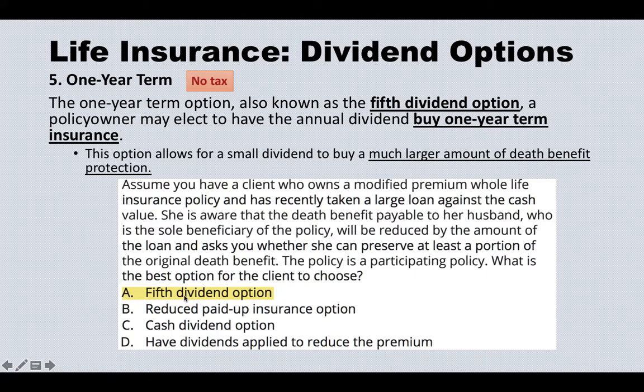So here you can see the fifth dividend option, which is 1-year term, will be the better option because her goal is to preserve some of the death benefit. The reduced paid up insurance option lets you buy a little additional insurance that will increase your cash value, but your death benefit will not increase significantly. It probably increases a little bit, but compared to 1-year term, it is much smaller.